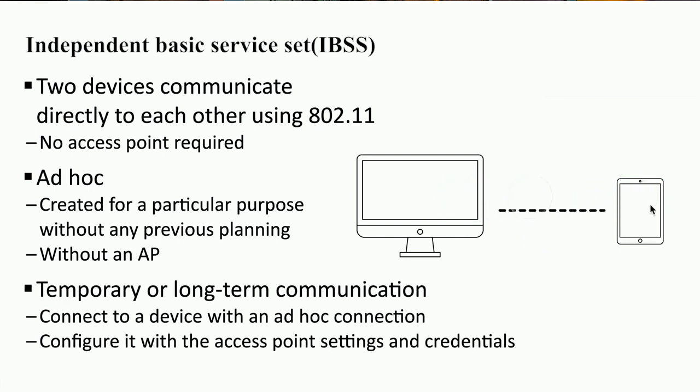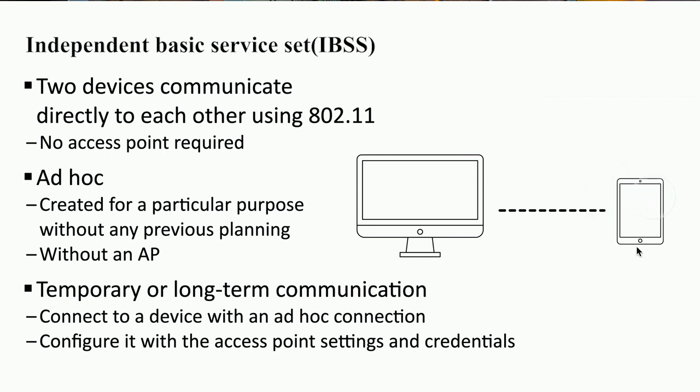This is an independent basic service set, or IBSS, that uses ad hoc or direct communication between two devices. Ad hoc means we create this connection for a specific purpose, and we don't have to plan or implement some type of access point to communicate. This ad hoc communication can also be permanent if only these two devices are on a specific network and no access point is needed. But we can also use ad hoc communication temporarily to configure separate devices and allow them to connect to devices that have access point wireless network.